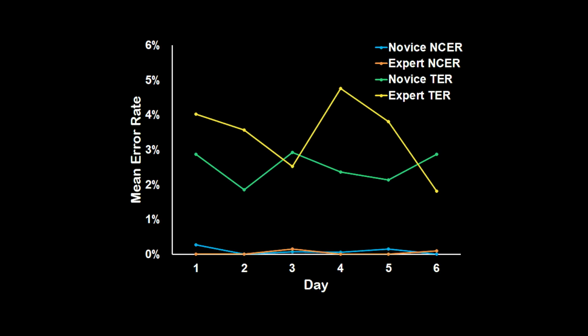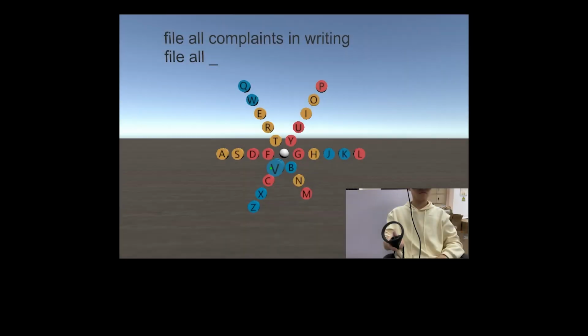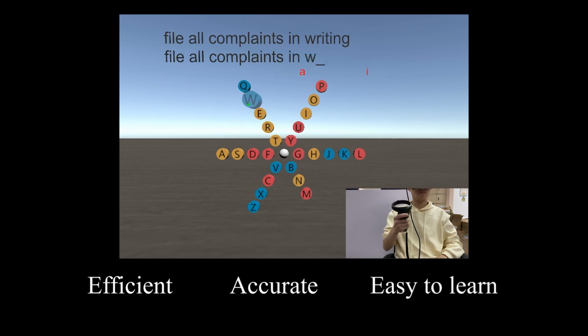In terms of accuracy, both error rates were low, with 0.09% and 2.50% for the novice group and 0.04% and 3.42% for the potential expert group. We proposed flower text entry, which has been proved to be efficient, accurate, and easy to learn for users.